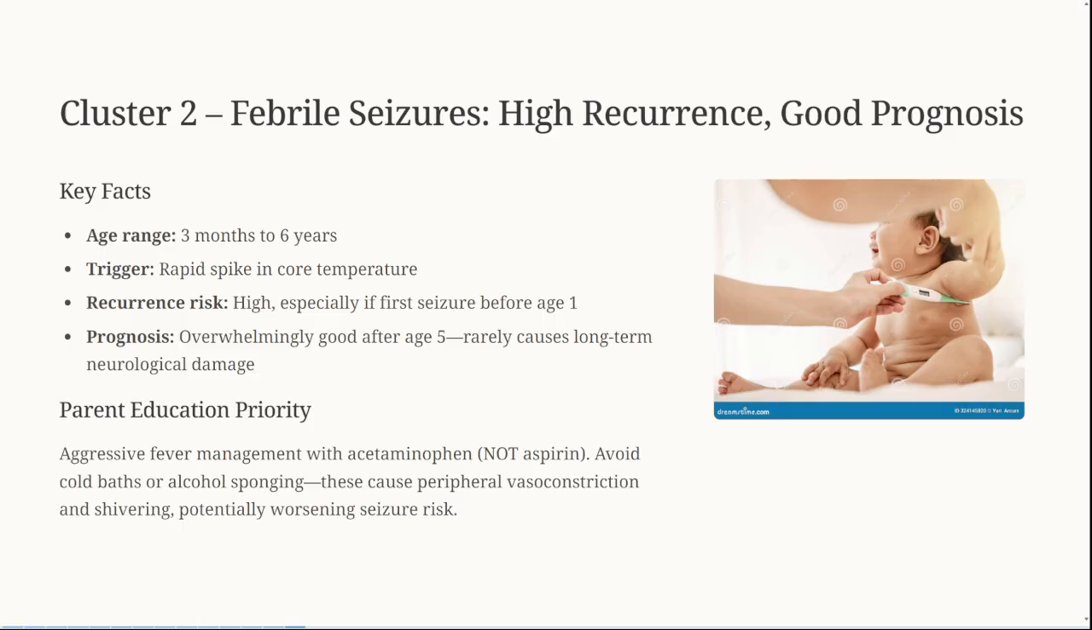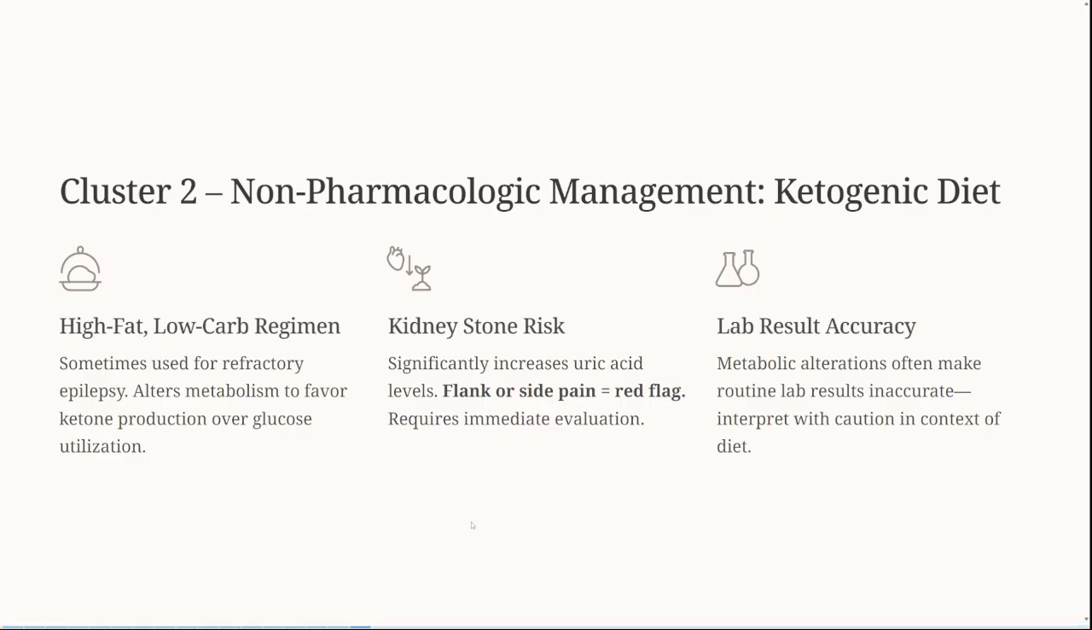Shifting to diagnostics, those brief staring spells with impaired awareness, that's the classic picture of absent seizures. It is. And a dietary detail that's often overlooked. The ketogenic diet, which is a high-fat, low-carb regimen sometimes used for refractory epilepsy, significantly increases the risk for kidney stones because of high uric acid levels. So flank or side pain in a child on this diet is a huge clinical red flag. Also remember that this diet alters their metabolism so significantly that it often makes routine lab results inaccurate.